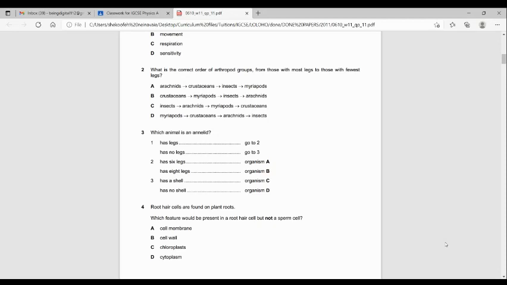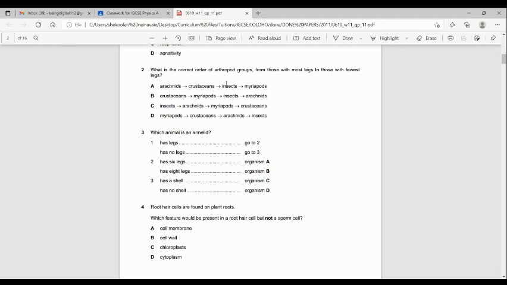Question number two: What is the correct order of arthropod groups from those with the most legs to those with the fewest legs? So please always read correctly. It is from the most legs to the fewest. Some students don't look at the instructions given to them. This is very important. Sometimes they just follow the order from the least to the highest, but we do not want that. It says from the most legs to the fewest.